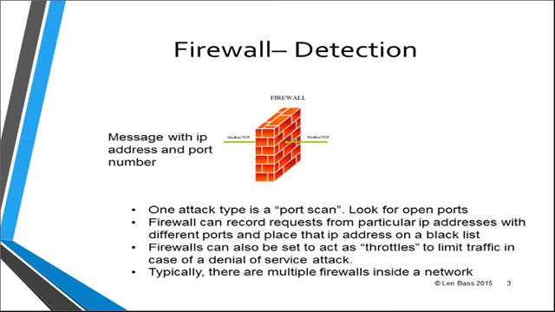Firewalls can also be used to detect problems. One type of attack is a port scan, where the intruder will look for open ports, and so it'll just keep sending messages to the same IP address with different port numbers. And the firewall will recognize this and put the IP address on a blacklist, saying we don't want any more messages from this IP.